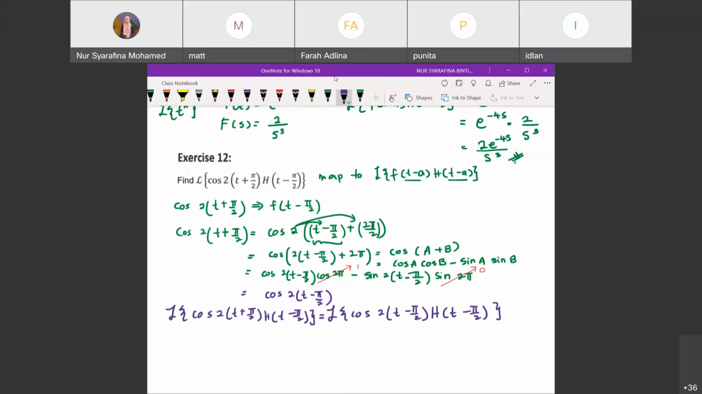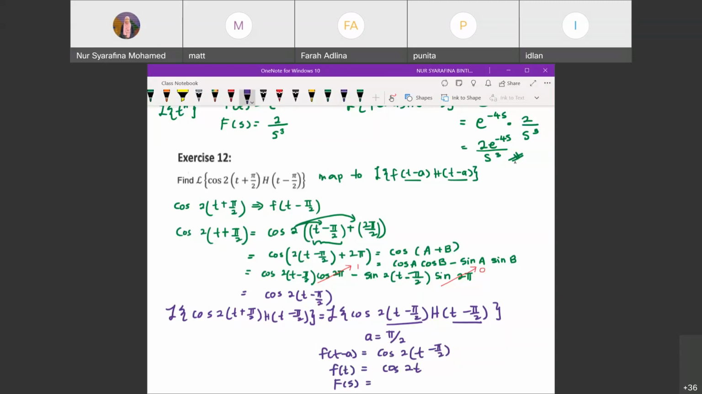As you can see, it is in the form of t minus a, where a is pi over 2. What is your f t minus a? f t minus a is cos 2 t minus pi over 2. So, what is your f t? f t equals cos 2t. So, when f t is cos 2t, what is your f s?